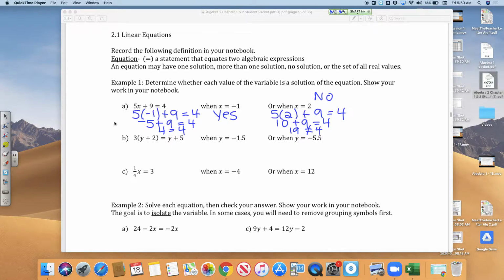So what I want you to do now is pause the video, try B and C, and then start the video when you're ready for the next example.